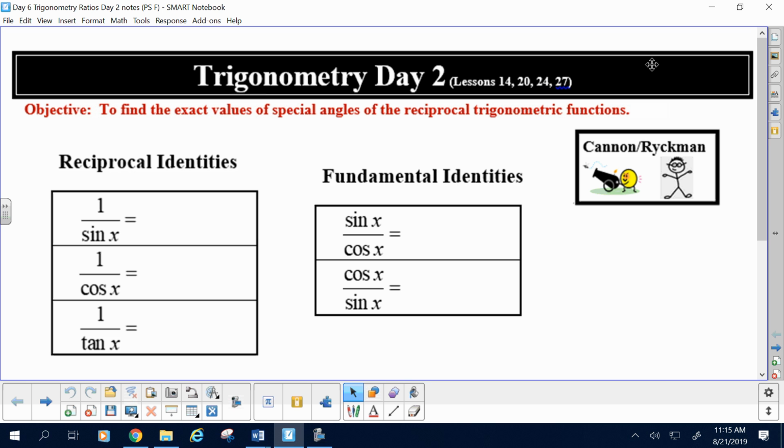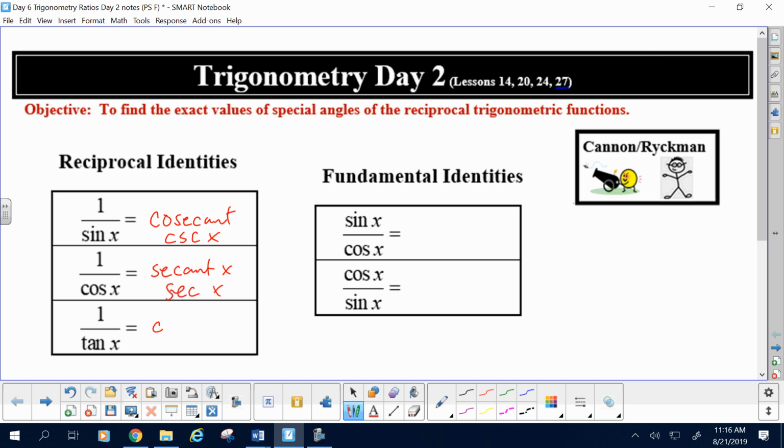Reciprocal trig. What is 1 over sine equal to? Cosecant, or abbreviated CSC. What about the reciprocal of cosine? Secant, abbreviated SEC. And what about the reciprocal of tangent? Cotangent, COT.